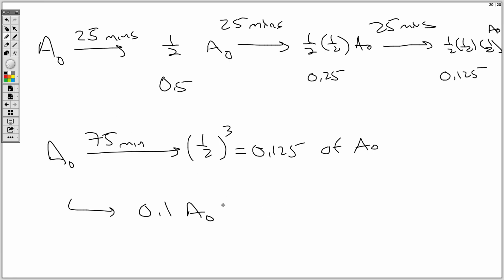Now, to get to 10% remaining of my initial amount, we got roughly 83 minutes. So you see how that makes sense? It's got to be more than 75, but less than 100. Because if you go to 100, then I'm taking half of that again, and that's going to be under 0.1. Okay. So just like doubling times can give you a rough estimate of how long it's going to take to increase, half-life can be used the same way to guesstimate how long it's going to take for a certain amount to decrease.